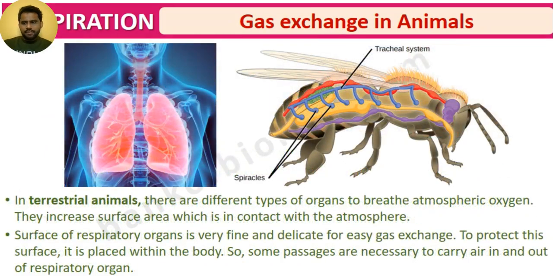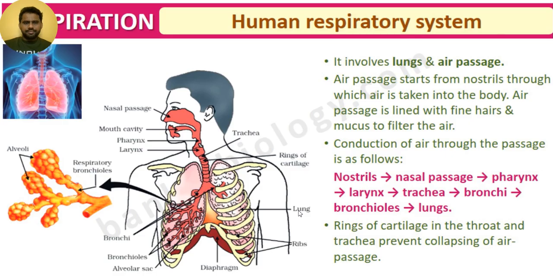Let's go ahead and see that gaseous exchange in animals. In terrestrial animals, there are different types of organs to breathe atmospheric oxygen. They increase surface area which is in contact with the atmosphere. Surface of respiratory organs is very fine and delicate for easy gas exchange. To protect this surface, it is placed within the body. So some passages are necessary to carry air in and out of respiratory organ.